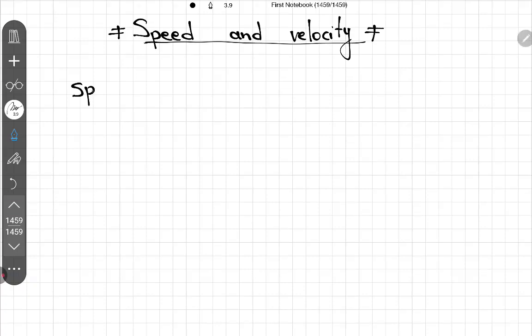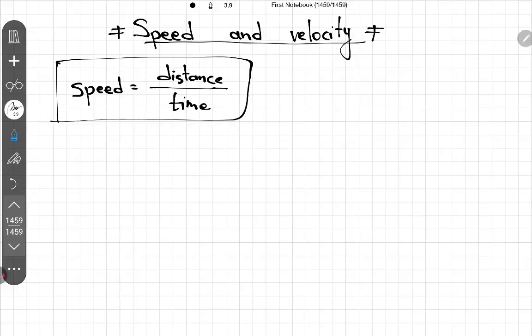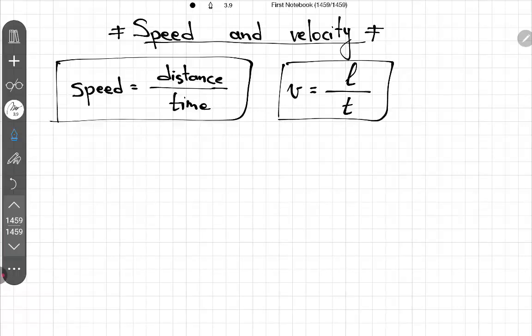What's speed? Speed is the distance traveled in unit time. So basically, we have the formula speed equals distance divided by time. And we generally use letters for the quantities in physics. For the speed or velocity, we use the letter V, we represent the distance by using L and time is represented by T. V equals L over T. So this is the formula for the speed.